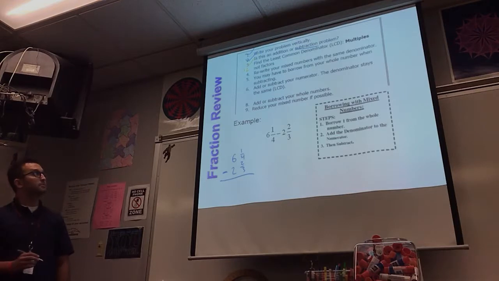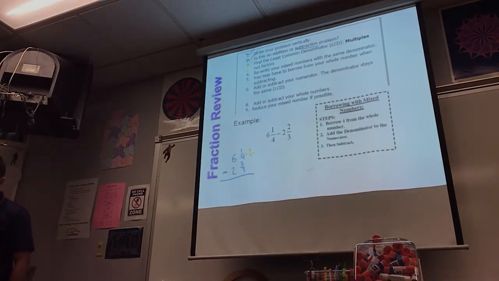And we want to rewrite our mixed numbers with the same denominator. We call that scaling. So we have to multiply by 3, or we have to multiply by 4. And we get 6 and 3/12 and 2 and 8/12. All right. So we've done that.